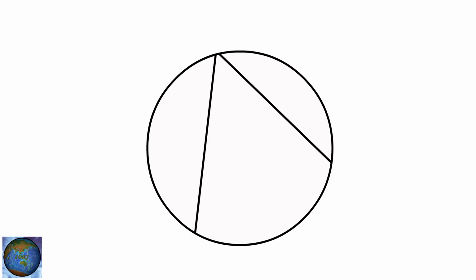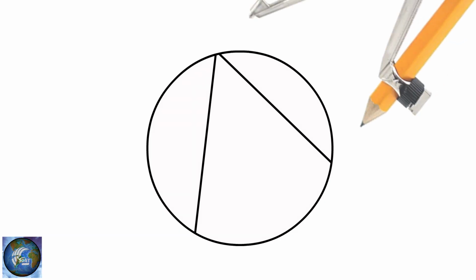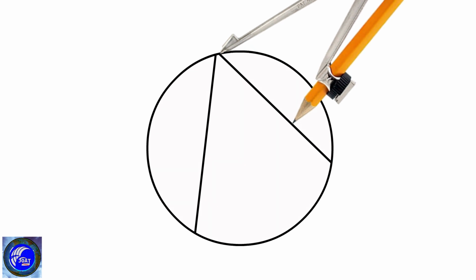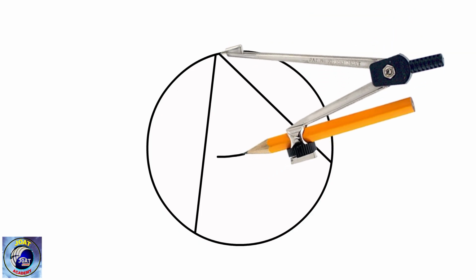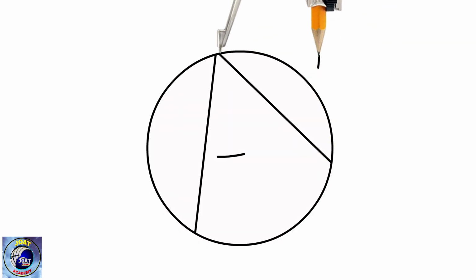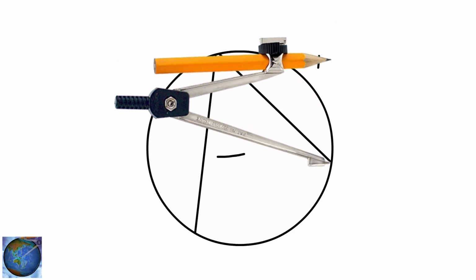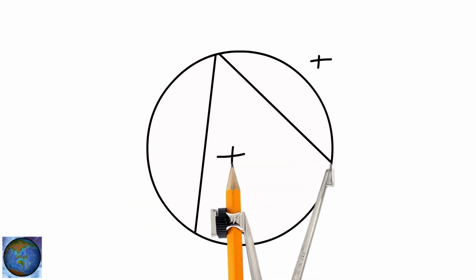Now, take the first chord. Open your compass to more than half the length of the chord. Place the compass at one end of the chord and draw 2 arcs, one above and one below the chord. Without changing the width of the compass, place it at the other end of the chord and draw 2 more arcs to intersect the first pair. Repeat the same process on the second chord.